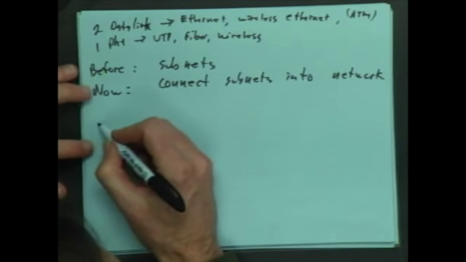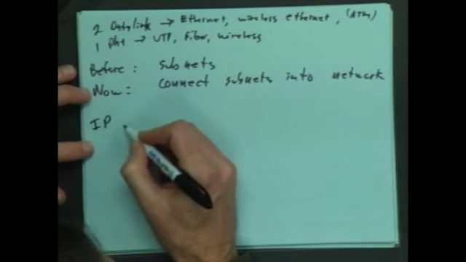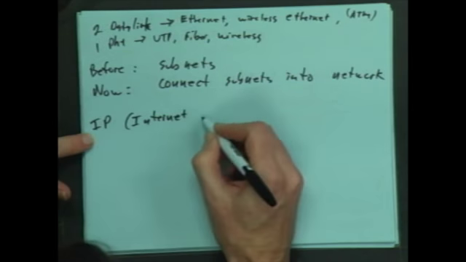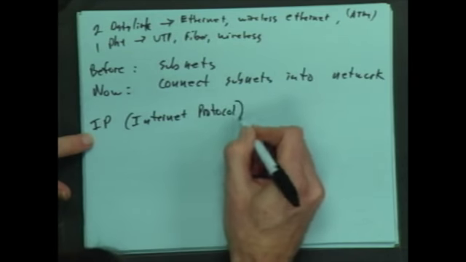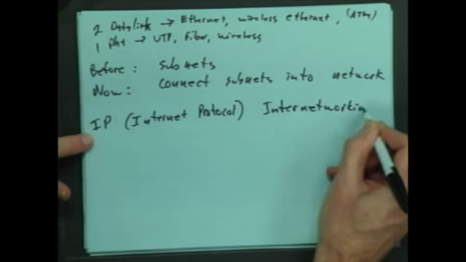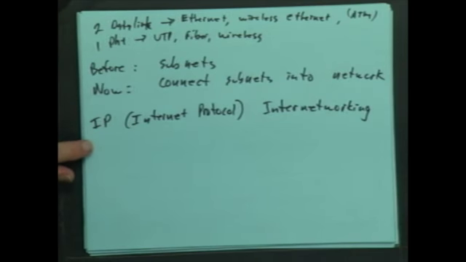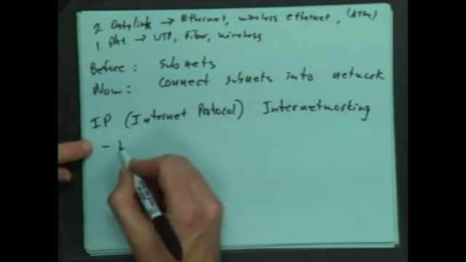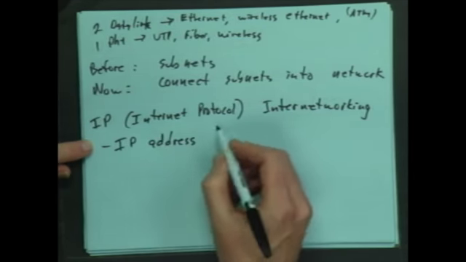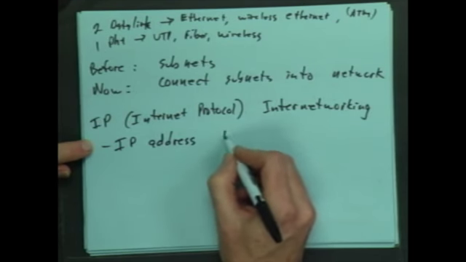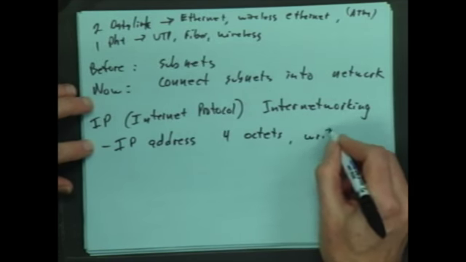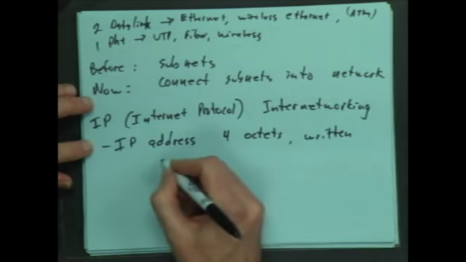So the protocol we're talking about here is the IP. This is the internet protocol. And we call this internetworking. And this is just how it sort of glues everything together. Our IP address is 8, no it's not, it is 4 octets. Okay. It's written as a dotted decimal.